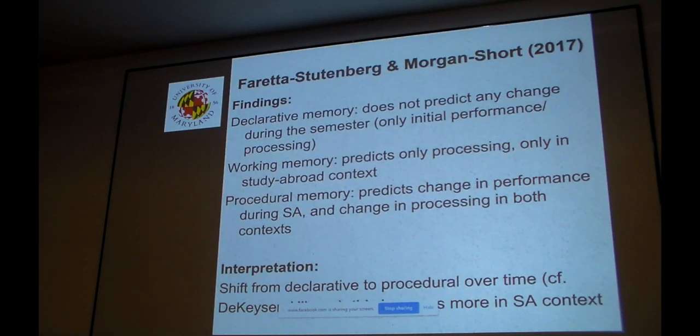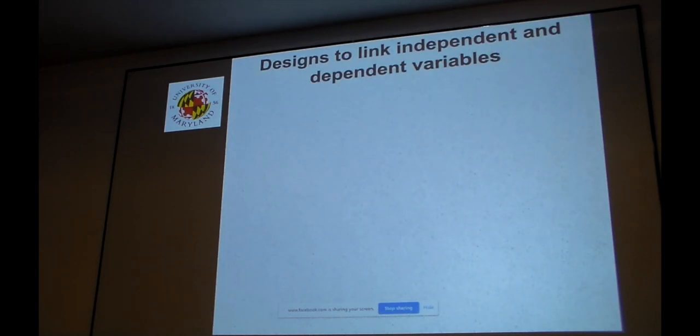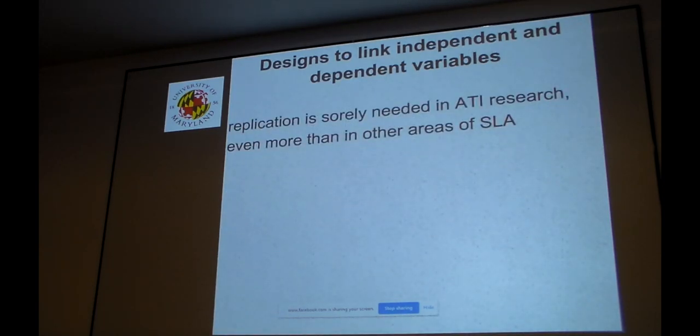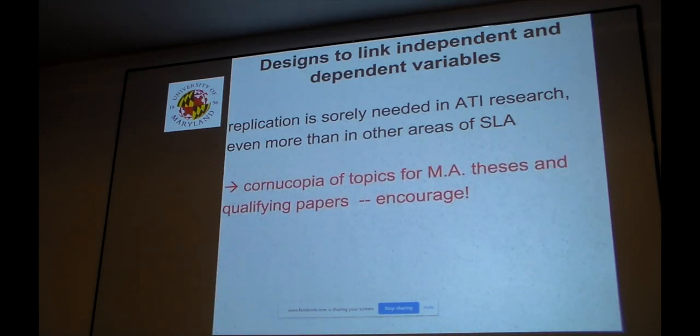So the interpretation, of course, is that there is a shift going on from declarative to procedural knowledge over time, something that the whole Georgetown group that Morgan Short came from originally has shown in a number of other studies also. These were all students of Michael Ullman's a number of years ago. So replication is sorely needed in ATI research, even more than in other areas of research. Again, a cornucopia of topics for MA theses and qualifying papers and so on.